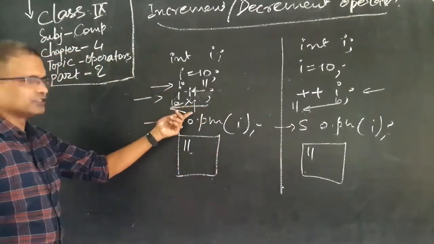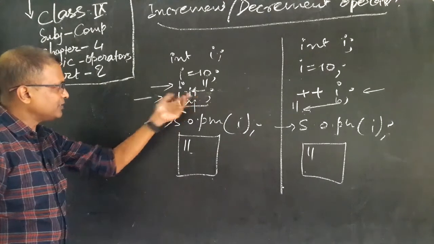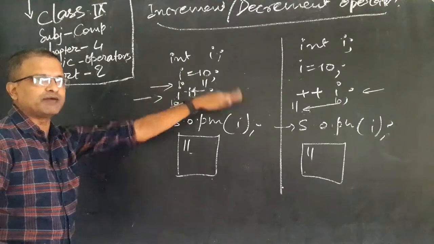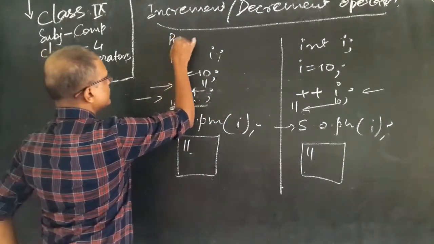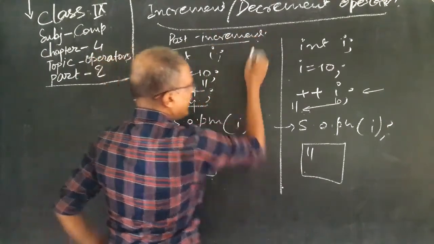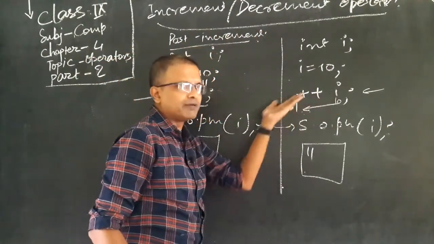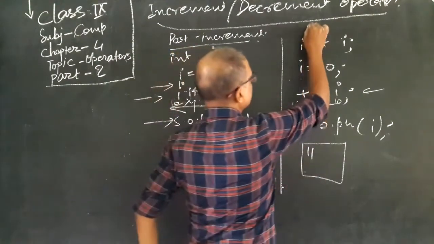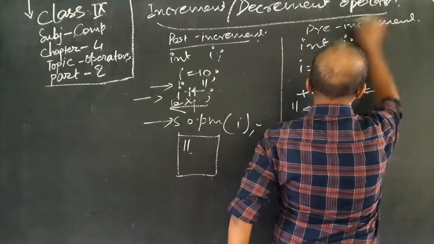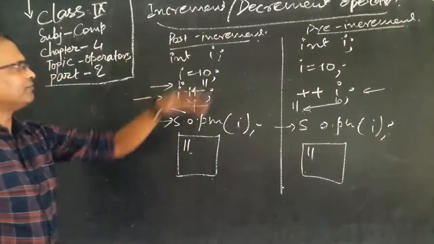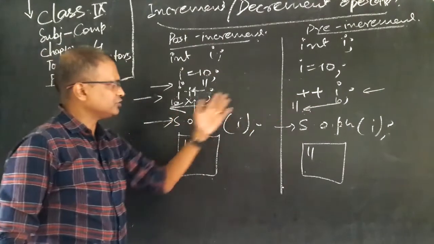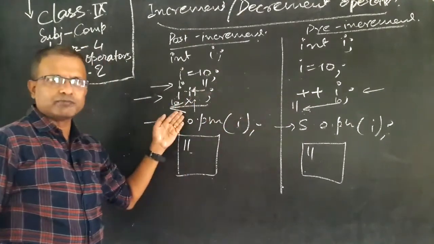So here is the same situation. The operator has been used after the variable, post the variable. So this will be called post-increment. And here the operator has been used before the variable, pre-variable. So this will be called pre-increment. So you can identify between these two. What are the differences between pre-increment and post-increment? This is single step, this is two step. This one is faster than the post-increment, and so on.